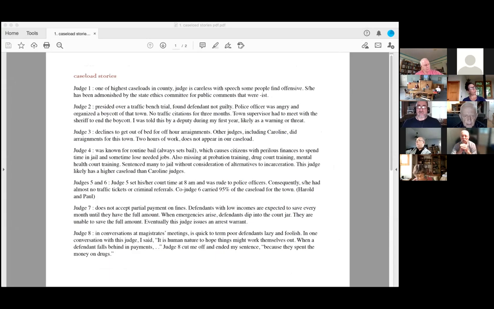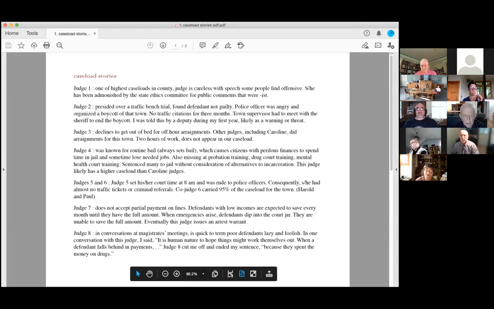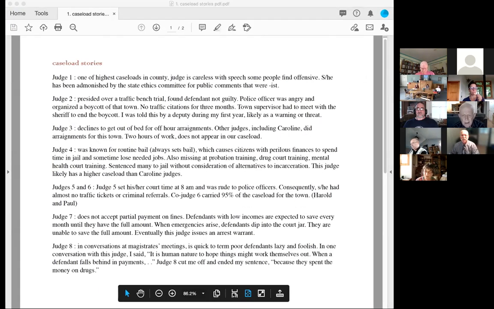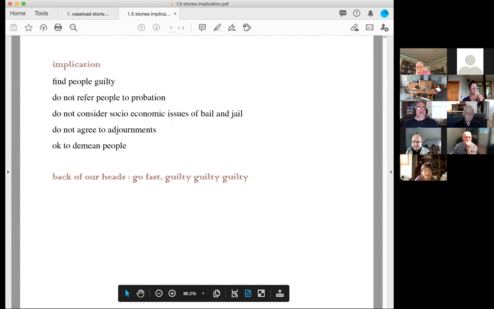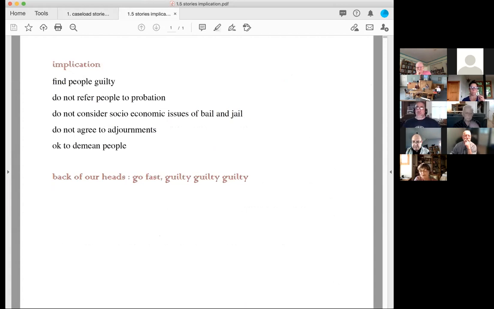And I gave an example of a time when a judge found someone not guilty, and then their caseload dropped significantly because the law enforcement was upset with that not guilty finding. So, in fact, when you are stressing caseload, you are saying that these other aspects are not important. And you can't have both. Do you want caseload or do you want dignity? Go to the next one, please. Should we hurry and find people guilty so we have a bigger caseload? Referring people to probation and drug court takes time.